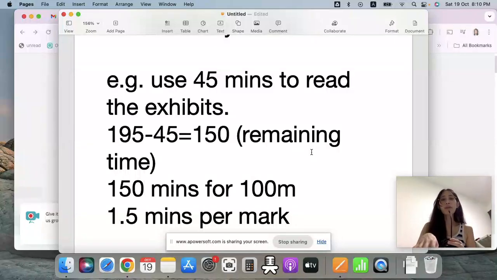So you have a total of 195 minutes, you minus 45 minutes, it will be 150 minutes, which is your remaining time, right? So it means you have 150 minutes, is 1.5 hours for you to write for the 100 marks. So it means you will have 1.5 minutes per marks. Then you will take this 1.5 minutes to times the marks allocation for each of the subtask requirement. Then you will know for each of the subtask requirement how many minutes in total you are allowed to focus on that question. Okay.